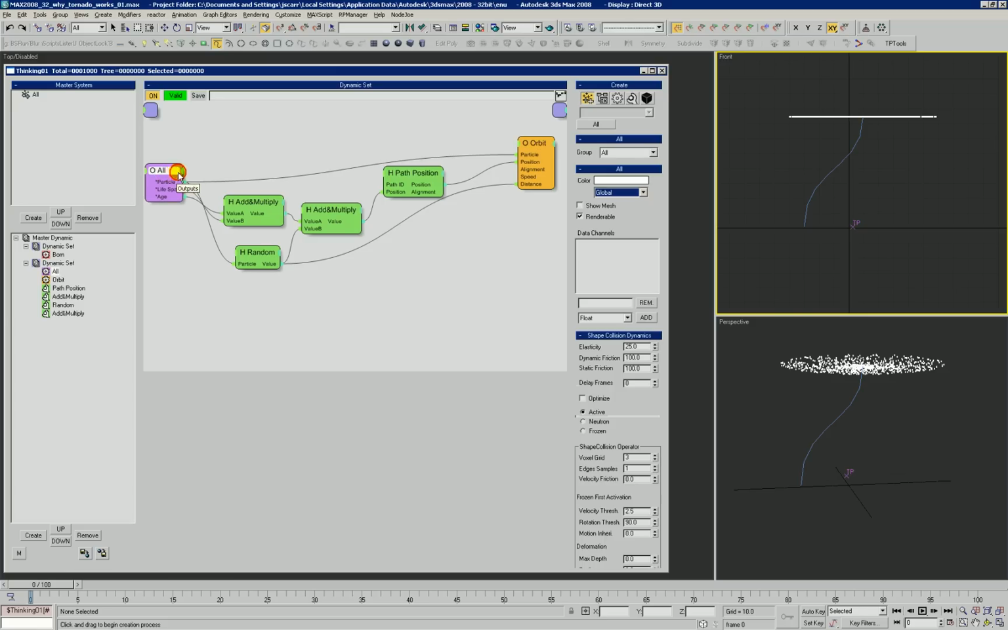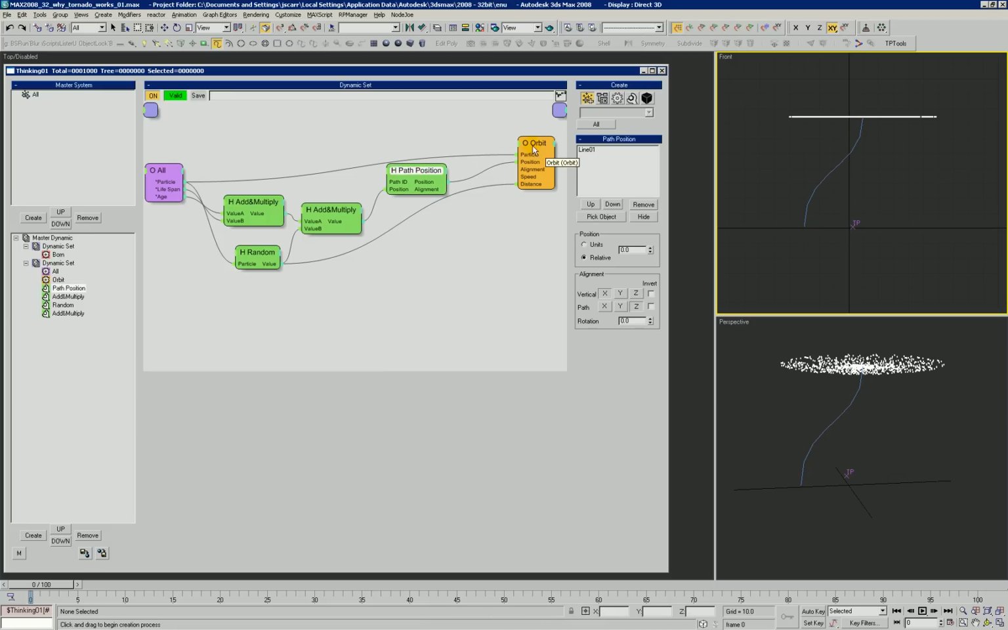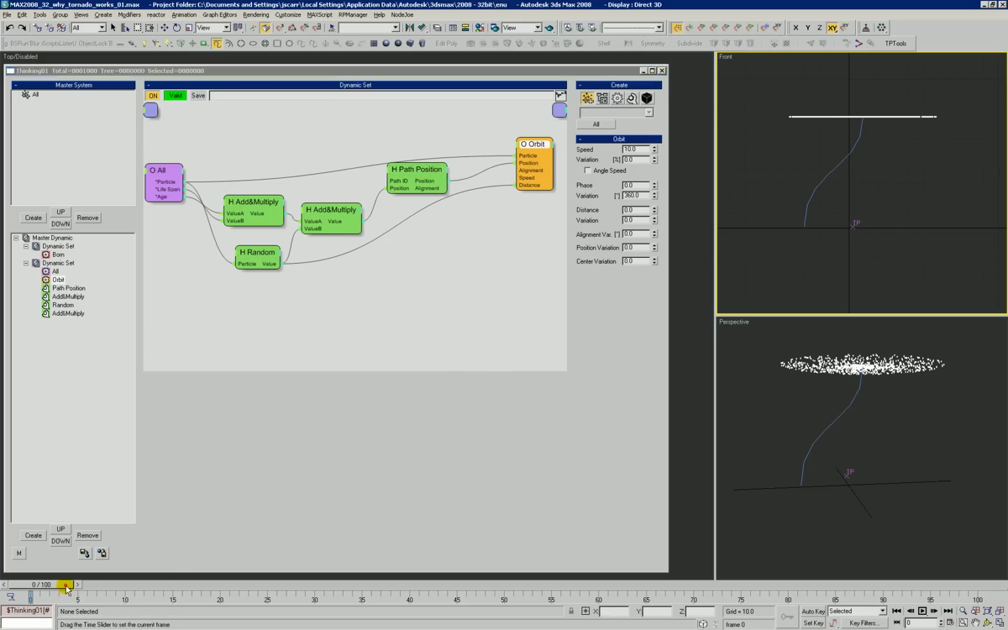So all these particles are being told, hey, I want you to orbit around some position. And the position is changing over time. It's going from here all the way down toward here. And let's take a look. There's some variation. That's okay. So the path position is changing. So all these particles are changing the position around which they orbit over time.